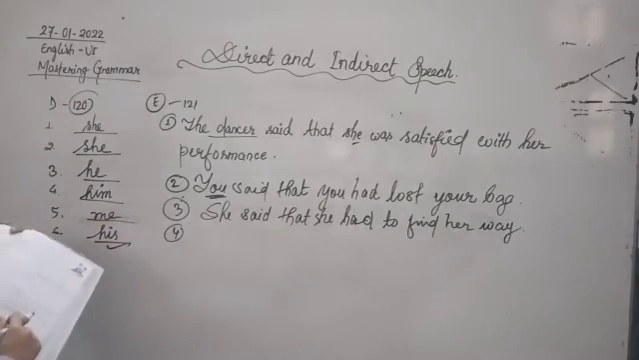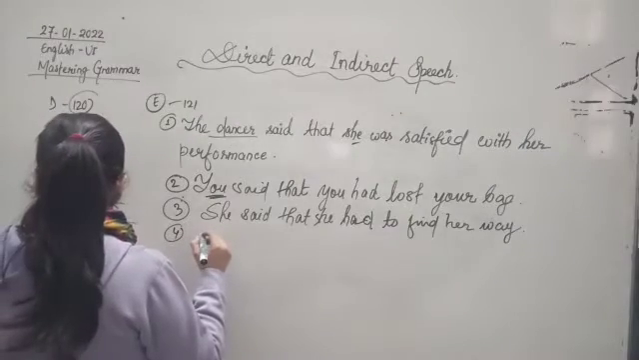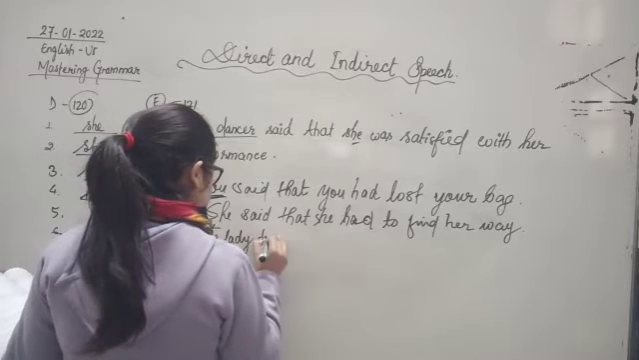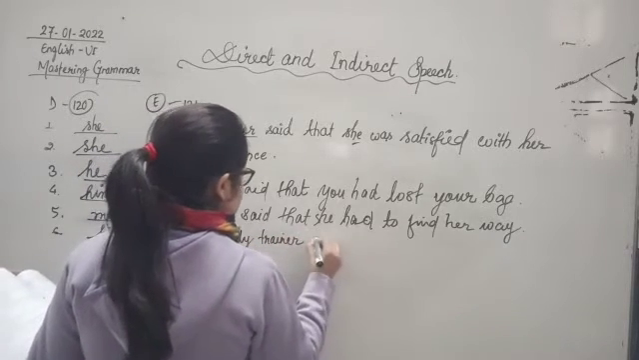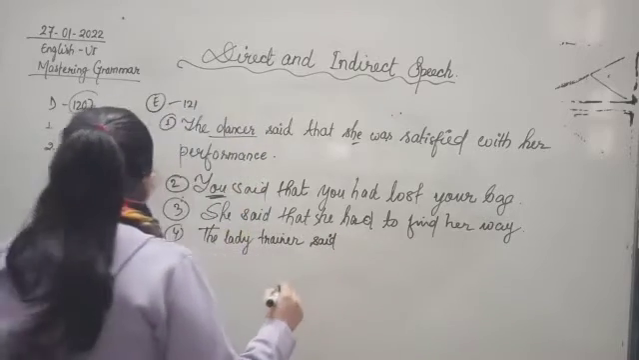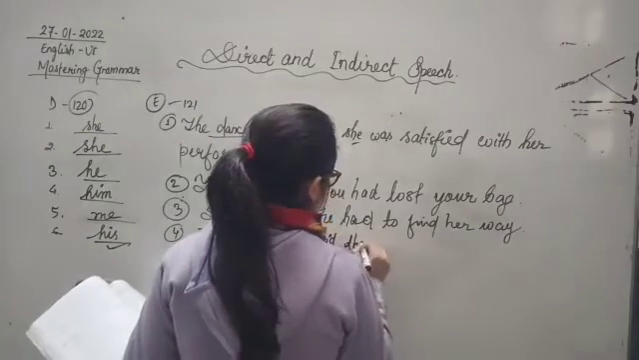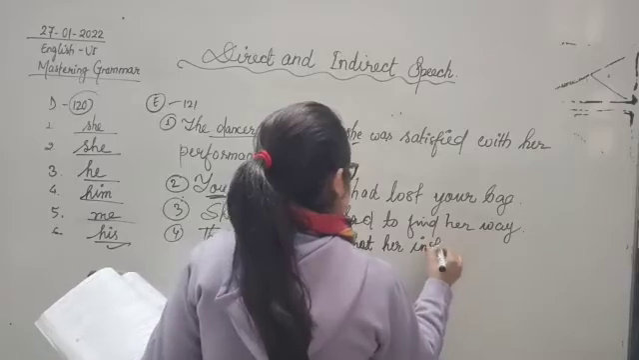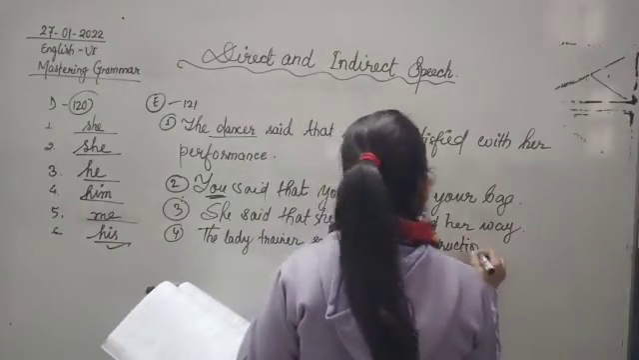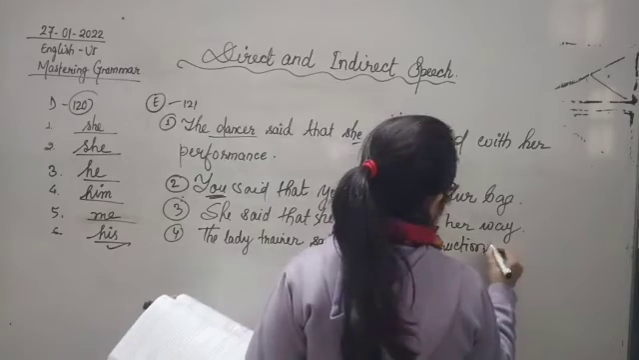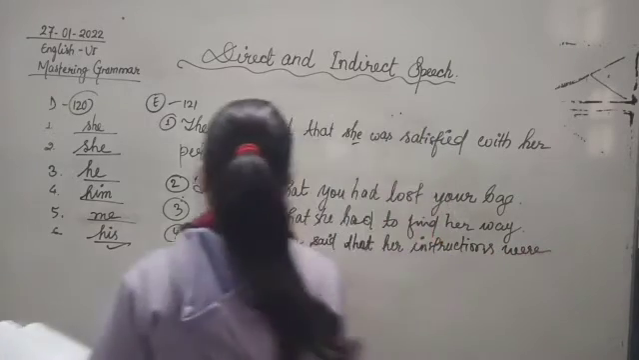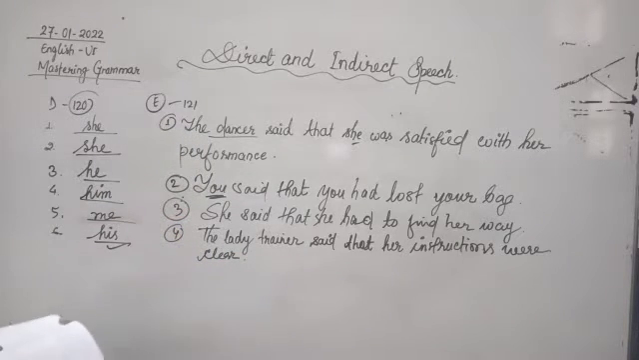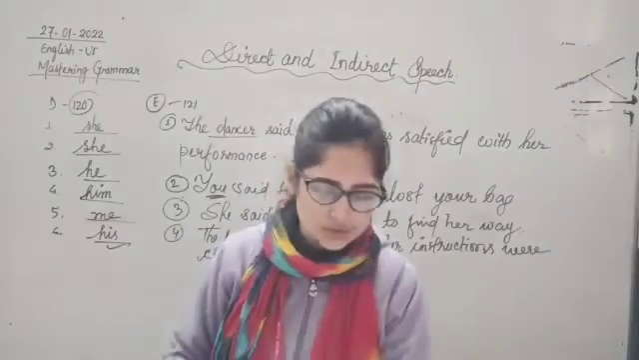Okay, number 4 now. The lady trainer said, my instructions are clear. The lady trainer said that my will change into her, okay? That her instructions. Now simple present changes into simple past. Are will change to were clear. Yes? So we are done with this exercise. Exercise E, on page number 121.